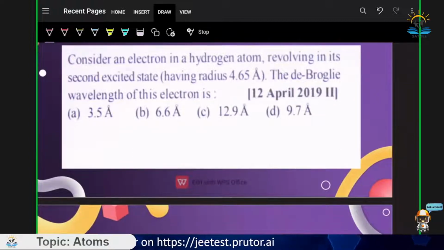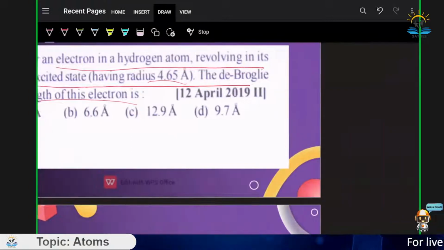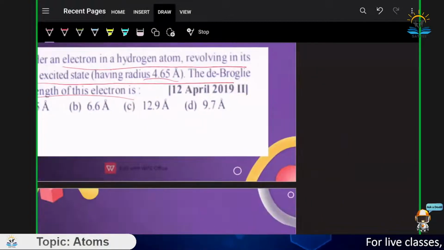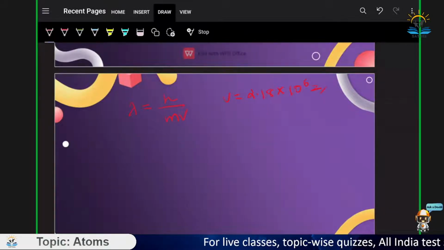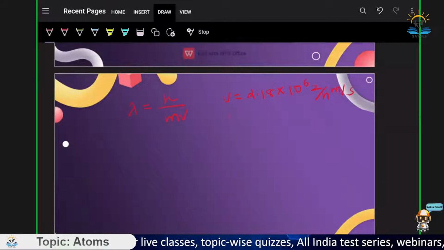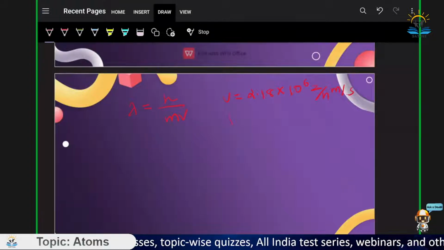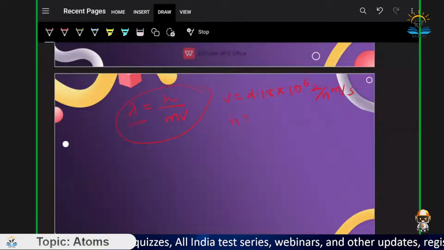Moving to the next question. Consider an electron in a hydrogen atom revolving in its second excited state, having the radius given. What is the de Broglie wavelength of this electron? The equation for de Broglie wavelength is lambda equal to h upon mv. For v, we can use 2.18 into 10 raised to 6 z by n meter per second, and from this we can solve for the de Broglie wavelength. But we have another approach.